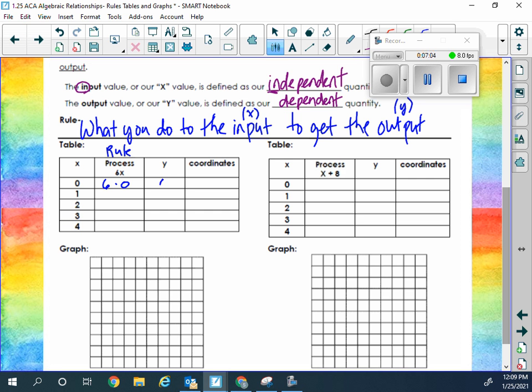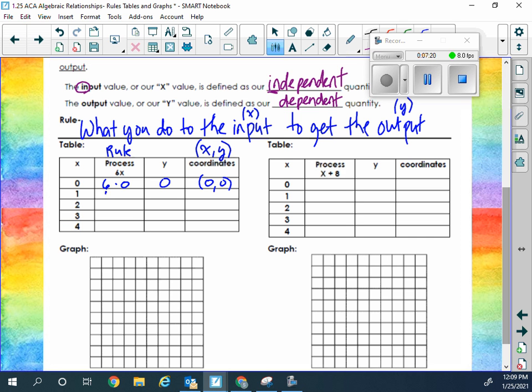0, because 6 times 0 is 0. So then your coordinates are x. Remember, x, y would be your coordinates, so that would be 0, 0. Does everybody see where I got all that? Okay, let's do the next one.